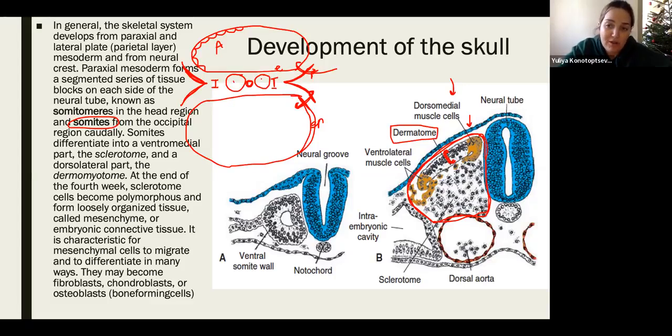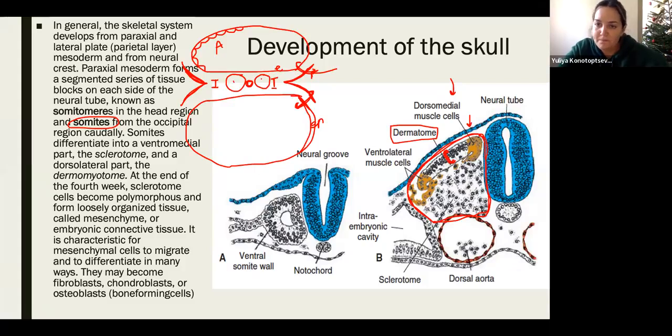Dermatome in embryology is a part of the somite which is responsible for giving rise to the dermis of that particular level. So for example, if I'm talking about the C3 somite, the C3 dermatome will give rise to the dermis of this region specifically, right? So I think it's quite clear.